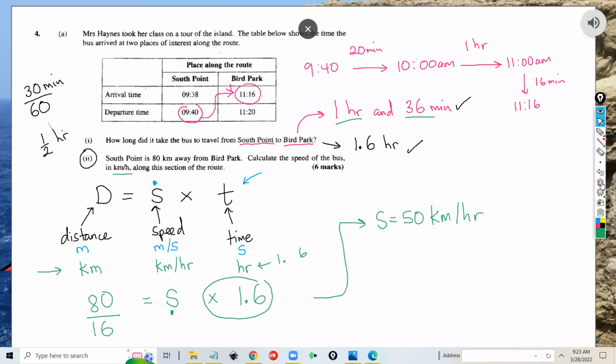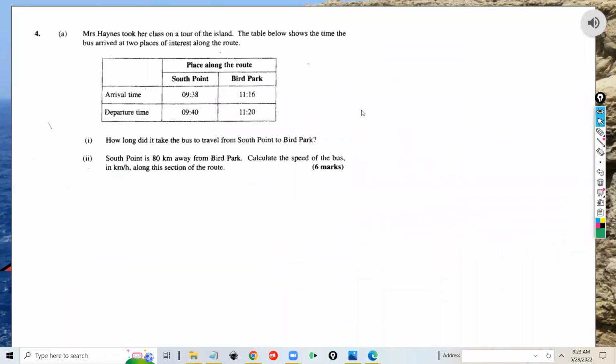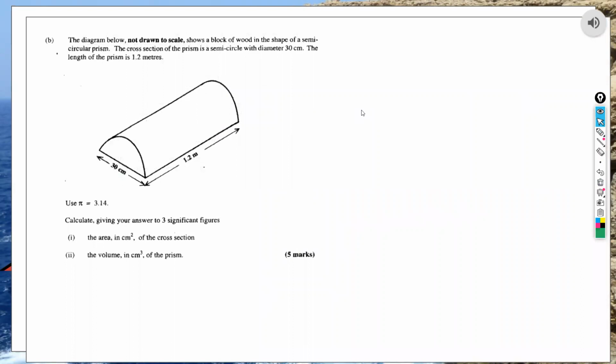Clear the screen. Next, we have 2 questions per situation. So the next question is a semicircular prism, right? They're asking for things like cross-sectional area and volume. So everyone take 5 minutes, see what you could come up with, and send your answers.